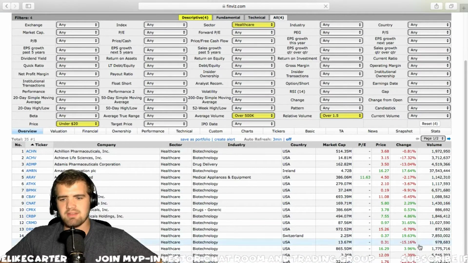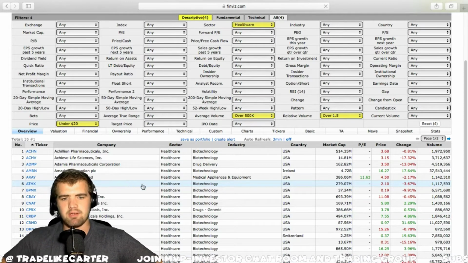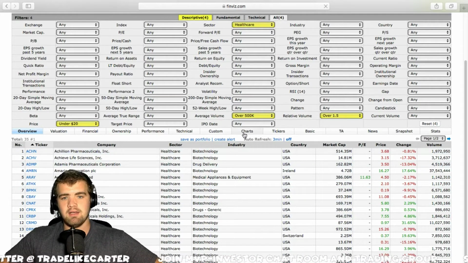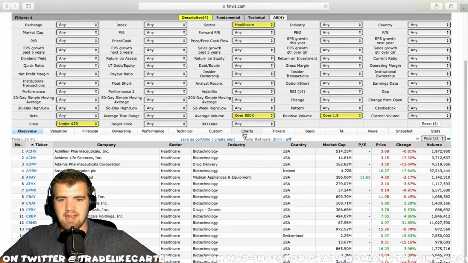All right. The one thing that always sucks about Finviz is there's a lot of ads, but that's what you get when it's free. So next step here, this is what I always do, is I click on charts.